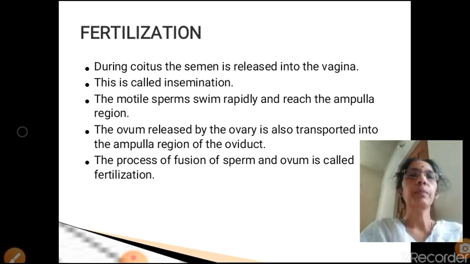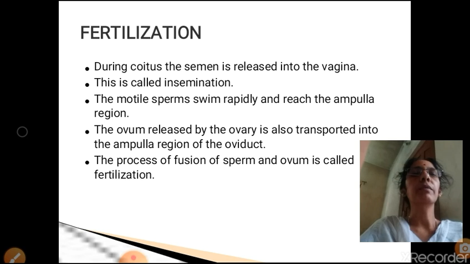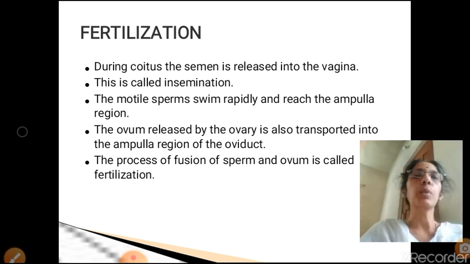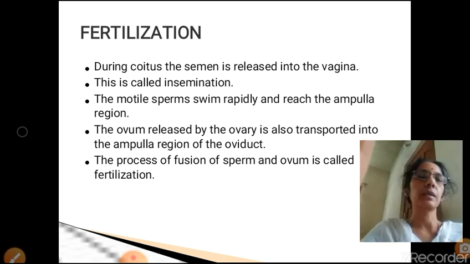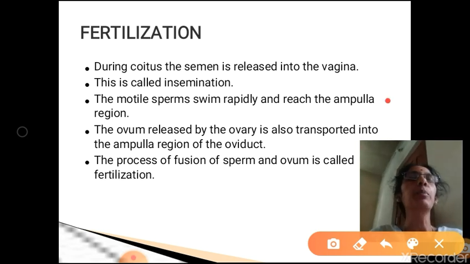So, during coitus or intercourse, the semen is released into the vagina. This process is called insemination. You know very well that semen consists of seminal plasma and millions of sperms. So now what is happening? The motile sperm will swim rapidly and reach the ampulla region.